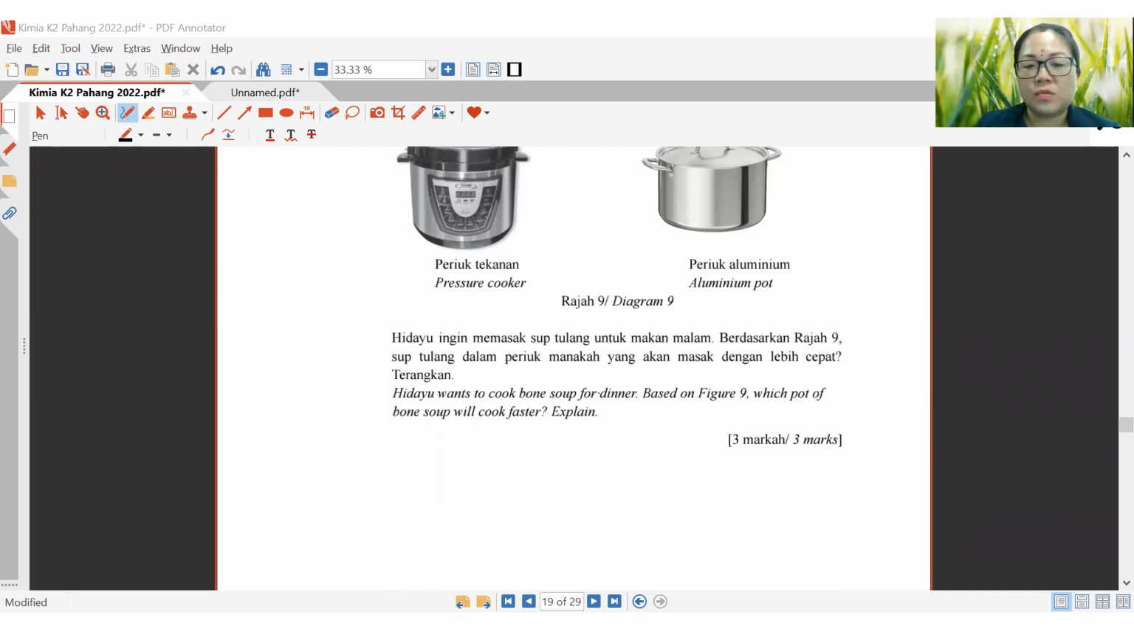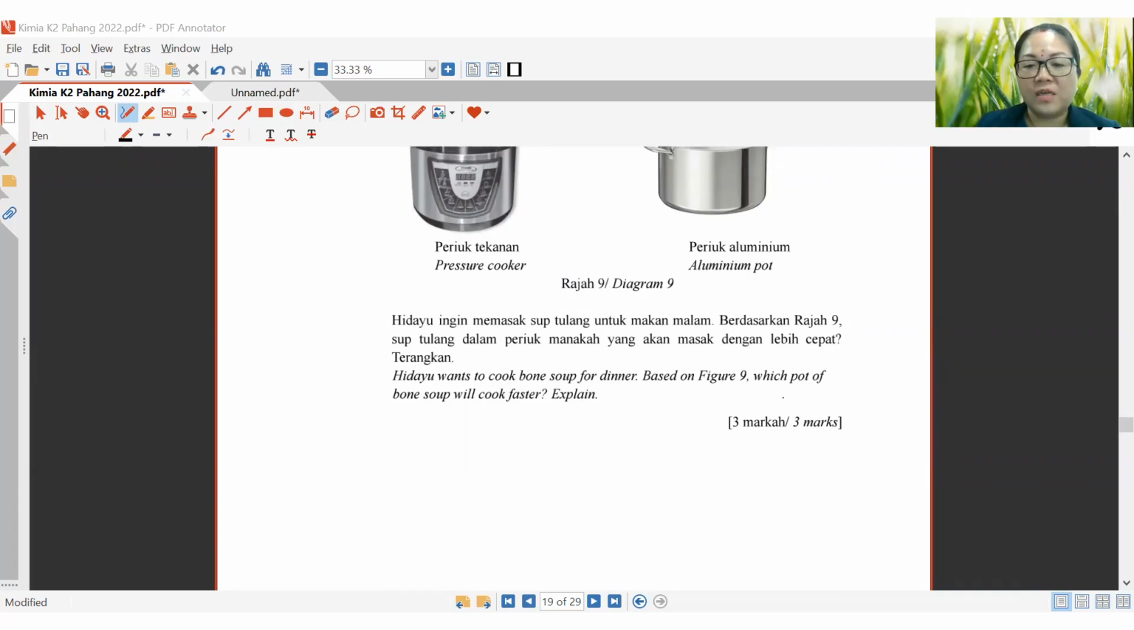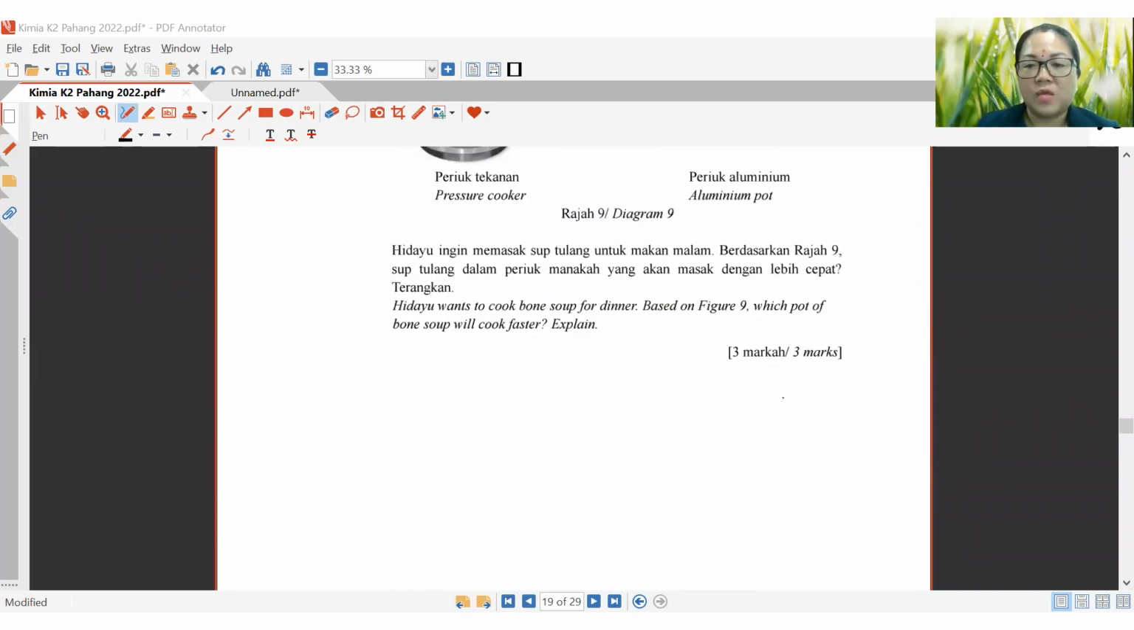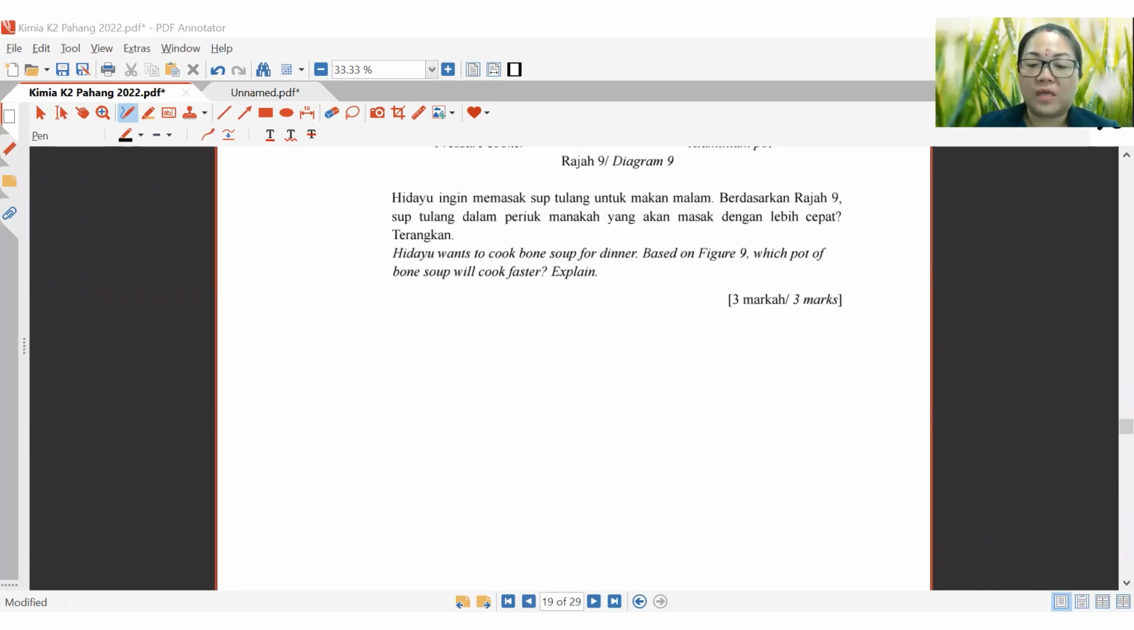Hidayu wants to cook bone soup for dinner. Based on figure 9, which pot of bone soup will cook faster? Explain. So if it's bone soup, definitely the one with the pressure cooker. That's point 1. You haven't finished answering the question. We've got 3 marks here. Pressure cooker.